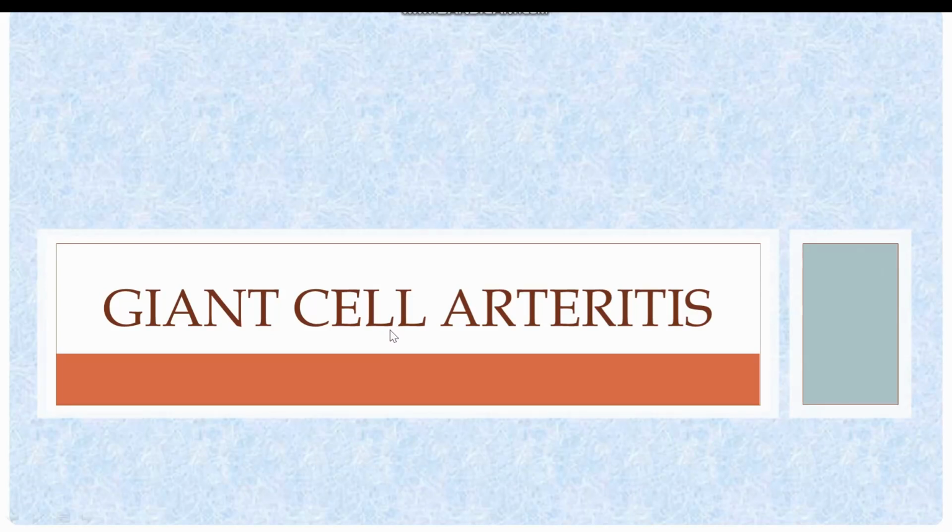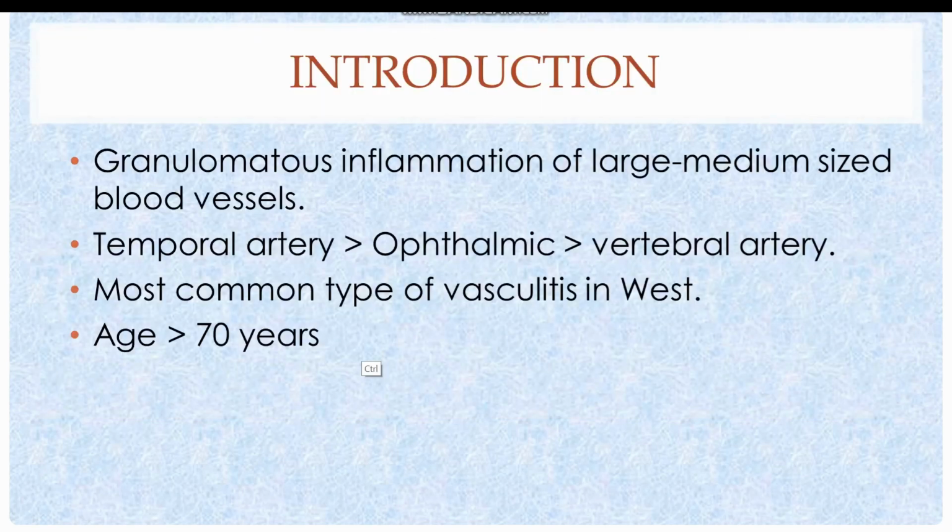Bismillahirrahmanirrahim. So the first type of vasculitis we are going to discuss is giant cell arteritis. Giant cell arteritis is actually granulomatous inflammation of large to medium-sized arteries present in the head and neck. The most common artery that is involved is temporal artery, followed by ophthalmic and rarely vertebral arteries as well.